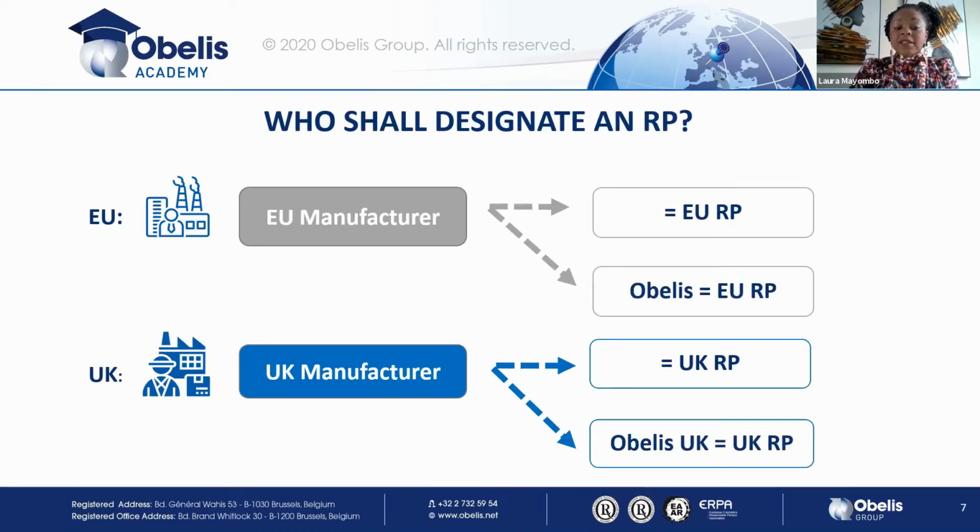Regarding the EU manufacturer, an EU manufacturer can be his own EU responsible person, but he has also the option to designate another third entity as EU responsible person. This is the same in UK. A UK manufacturer can be their own responsible person, but they also can designate another entity as their UK responsible person.